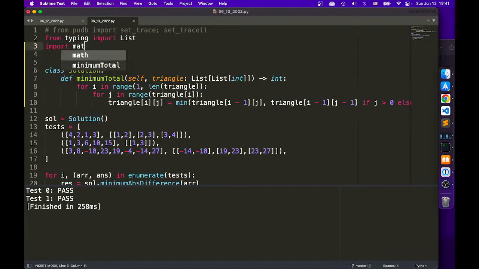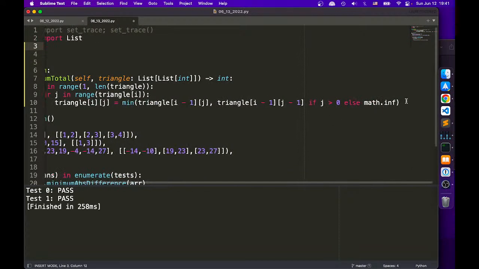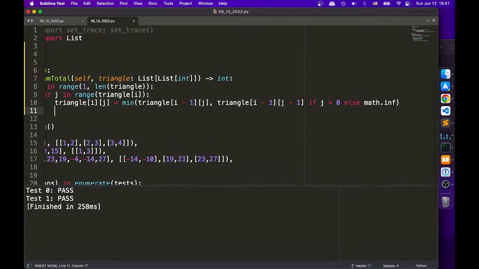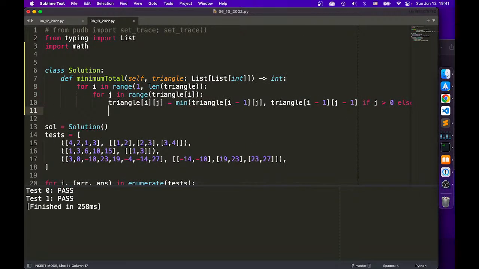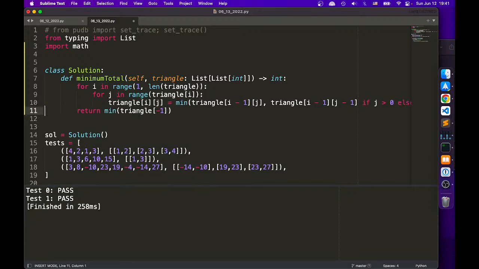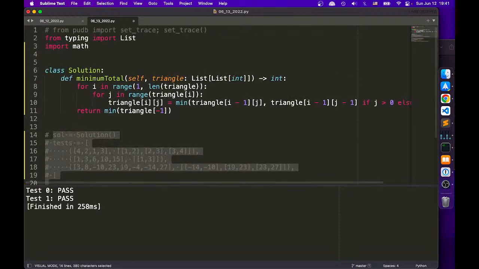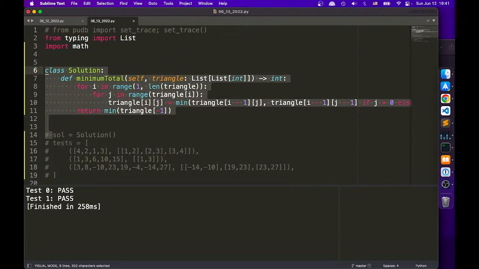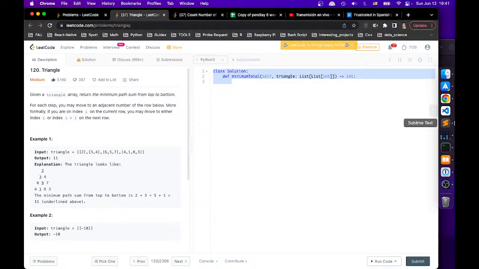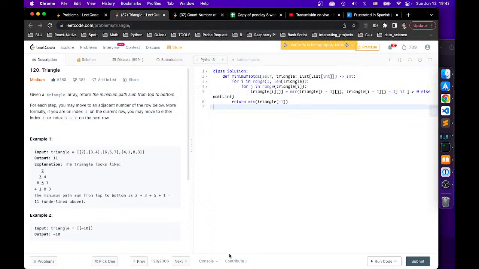So import math, and so on. This one shall work, and then I don't need to do anything else, I just want to return the minimum of triangle[-1], the last row. Alright, let's try. I have enough confidence that this one shall work. So we are going to do this immediately here, and we load some test cases.